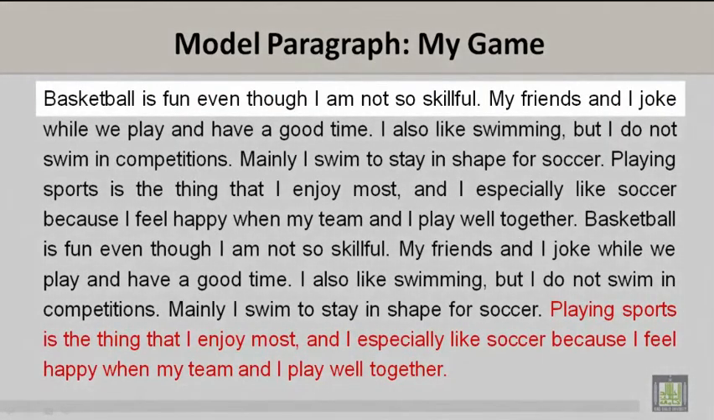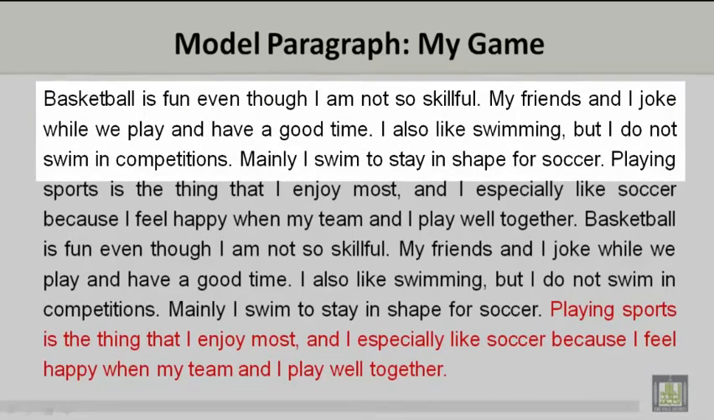Basketball is fun, even though I am not so skillful. My friends and I joke while we play and have a good time. I also like swimming, but I do not swim in competitions. Mainly, I swim to stay in shape for soccer. Playing sports is the thing that I enjoy most, and I especially like soccer because I feel happy when my team and I play well together.